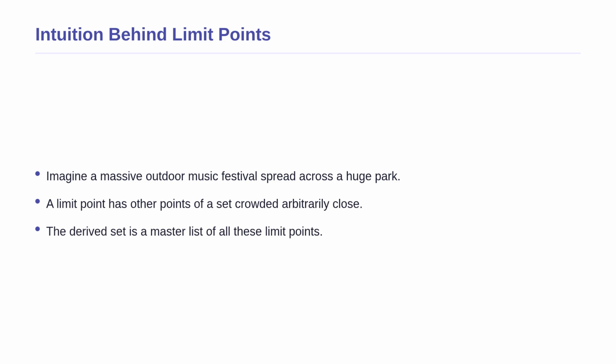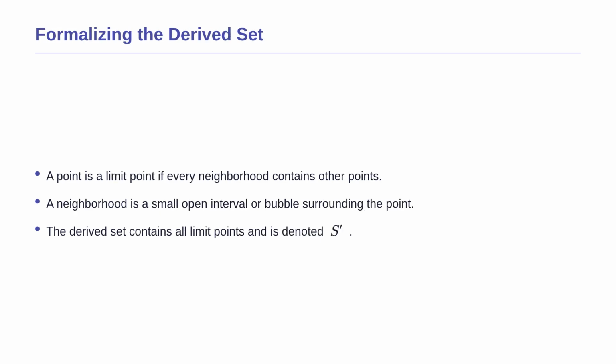In mathematics, a point that always has other points of a set crowded arbitrarily close to it is called a limit point. The derived set is simply a special VIP master list of every single location that has this kind of infinite crowding. Now that we understand the intuition, let us define this formally in the language of real analysis.